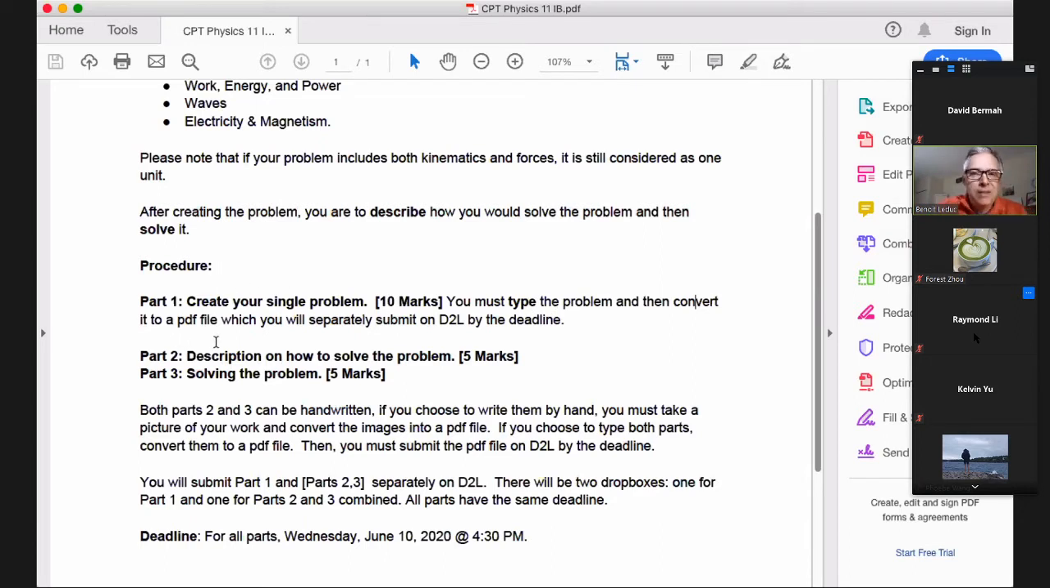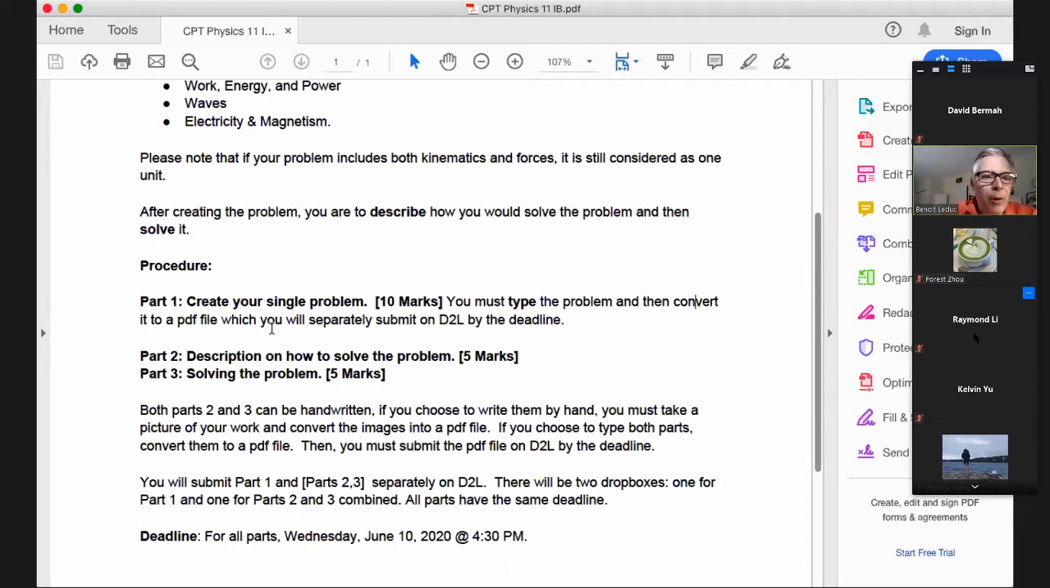You don't really need to convert to a PDF file. I think I can mark on it if you have Word, or perhaps a Google form. I think it's okay. But anyway, if you want to convert to a PDF file, that's nice. And you have to submit this separately on D2L by the deadline.